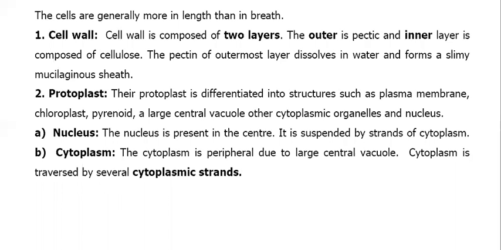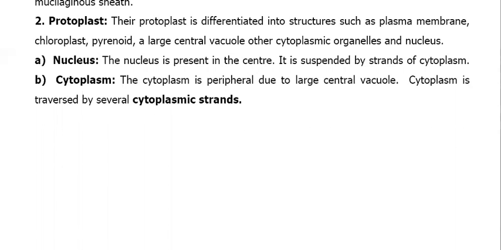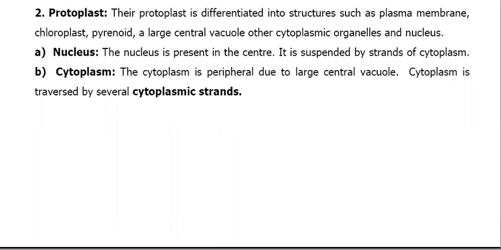The protoplast contains further organelles, that is, the nucleus. The nucleus is present in the center. It is suspended by strands of cytoplasm. What is the cytoplasm? It is peripheral due to the large central vacuole. The cytoplasm is traversed by several cytoplasmic strands. In the Spirogyra cell, these are known as cytoplasmic strands.